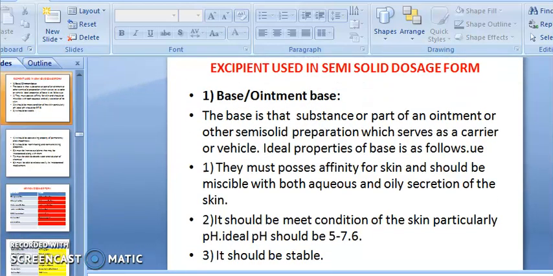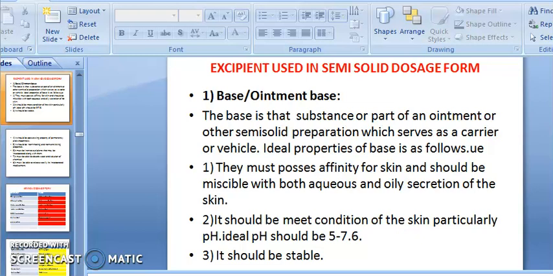Then, excipients used in semi-solid dosage forms. What are the excipients used to formulate the semi-solid dosage form? Base, or ointment base. The base is the substance or part of an ointment or other semi-solid preparation which serves as a carrier or vehicle. Bases are what carry your drug or act as a vehicle to carry your drug. Ideal properties of a base are as follows.